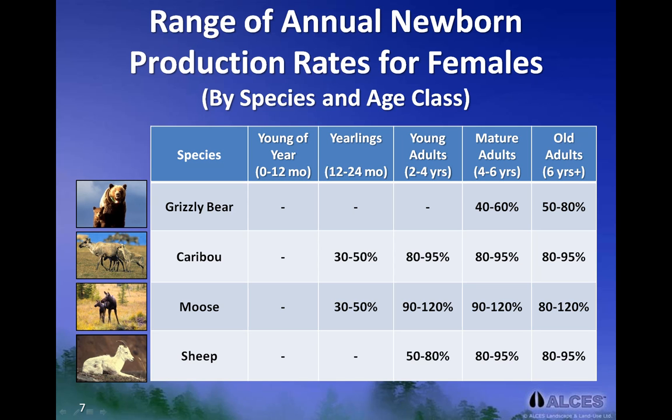You will also note that newborn production is generally highest in prime-aged mature females. Also worth noting is that adult cow moose are able to produce twins, so when grouped across all cows in an age class, the average production can be greater than 1 calf per cow, that is, greater than 100%.